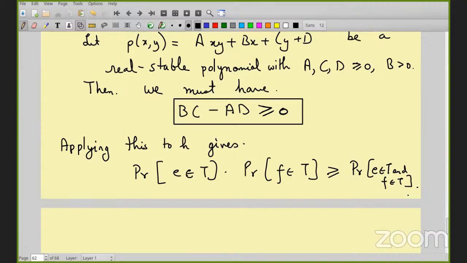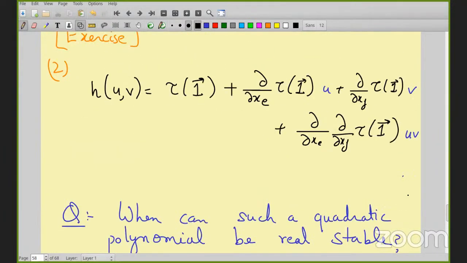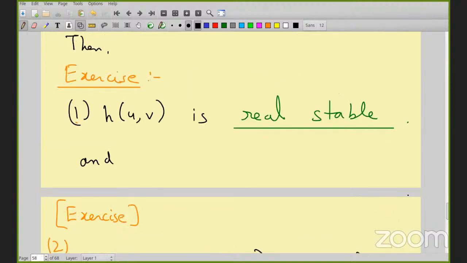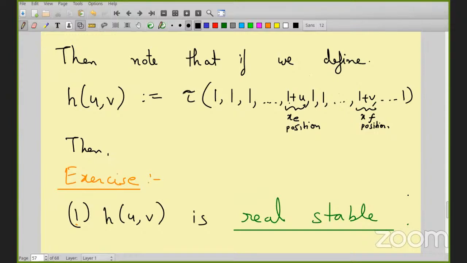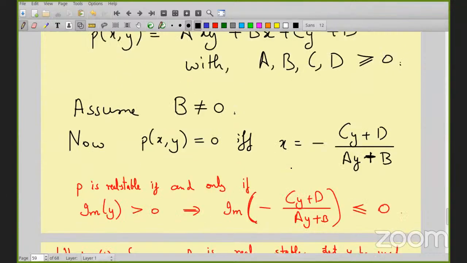So here the only property of trees we used was the fact that the polynomial is real stable. That's it. So in general, for any structure whose corresponding generating polynomial is real stable, you have this negative correlation. Actually, something stronger is true called negative association. And we'll do all this.